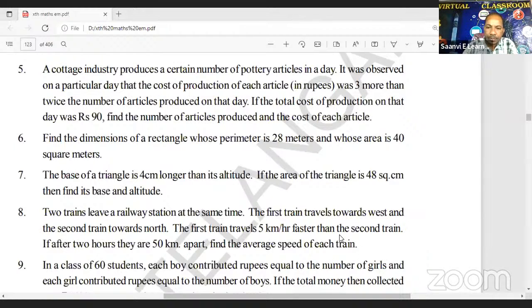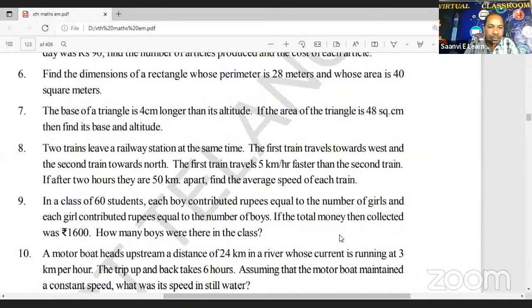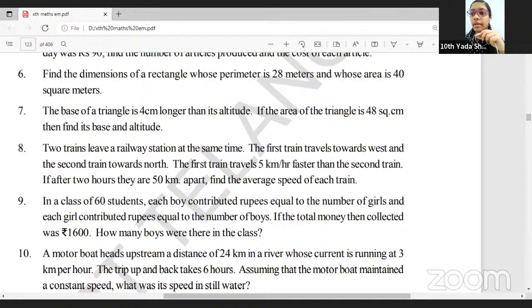Can you see the textbook on screen? Okay, read the problem. Yes, sir. Two trains leave a railway station at the same time. The first train travels towards west and the second train towards north. The first train travels 5 km per hour faster than the second train. If after 2 hours they are 50 km apart, find the average speed of each train.